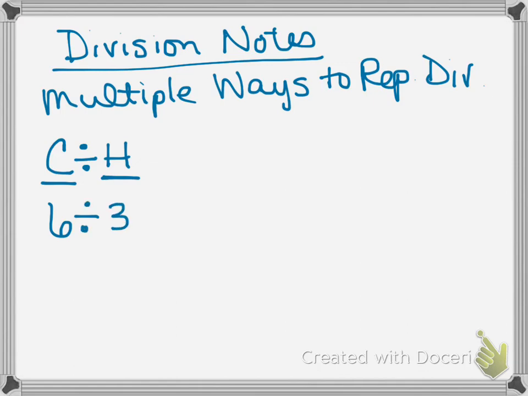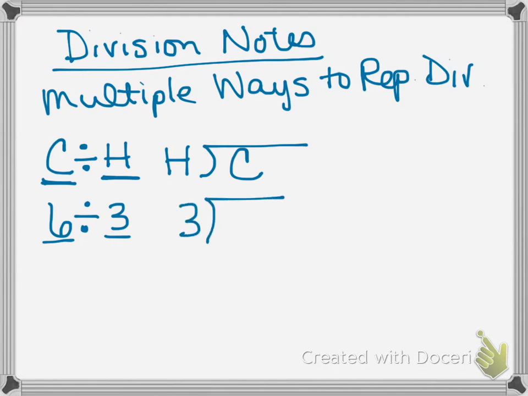We can also represent this with what you would call the house. And when we do that, the cowboy who's leading the horse gets tired. So the cowboy goes inside the hotel and ties his horse up outside. So we would see that with the 6 and the 3 as 3 into 6.